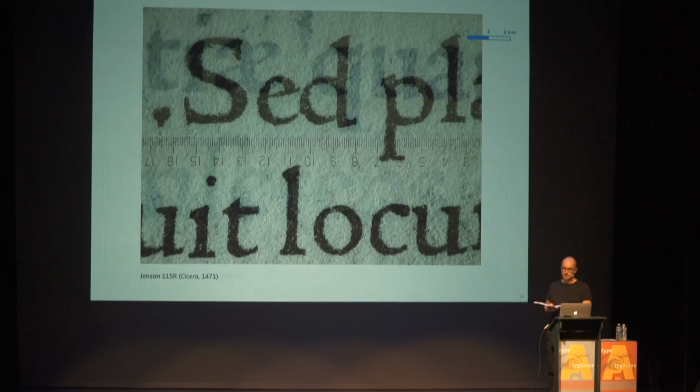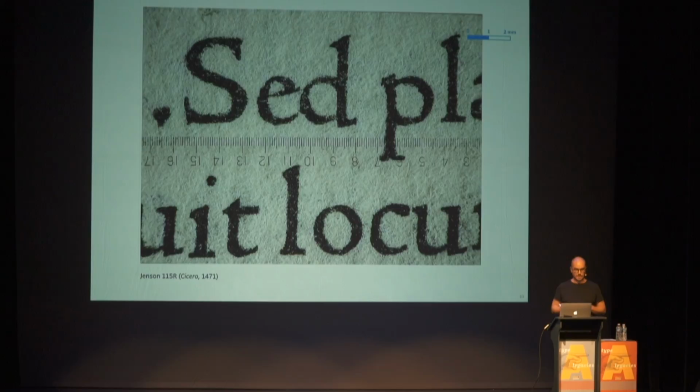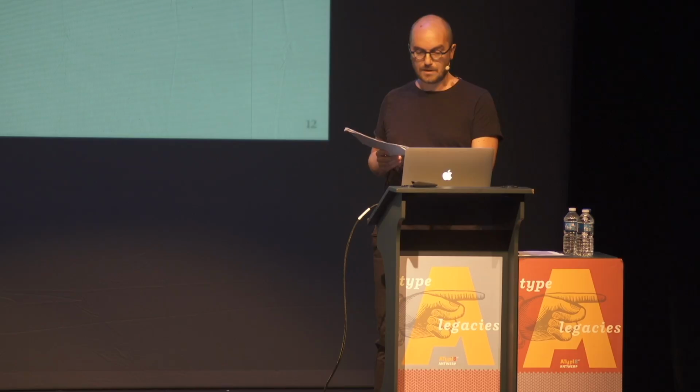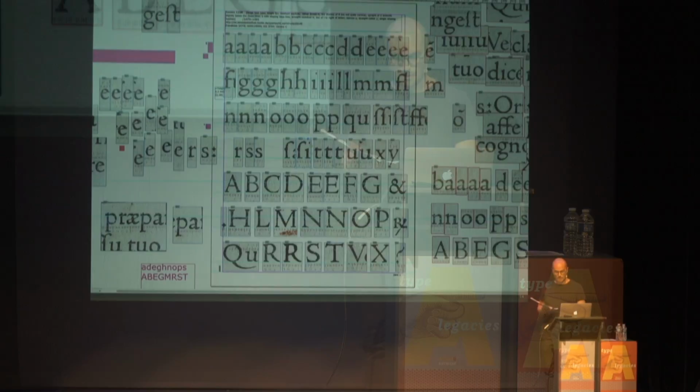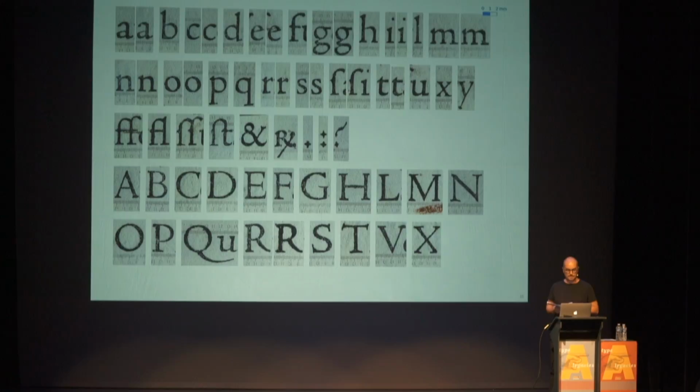Of course, I need to take many pictures of this kind to cover an entire alphabet. So the pictures are edited in a photo processor, where the contrast between the letters and the paper is manually increased. When I select the best printed letters, I cut them out from the photographs. I collect them in documents like this. This is a working document. And the final output is usually something like that: the character set of Jenson Roman in his first edition, the Eusebius of 1470.